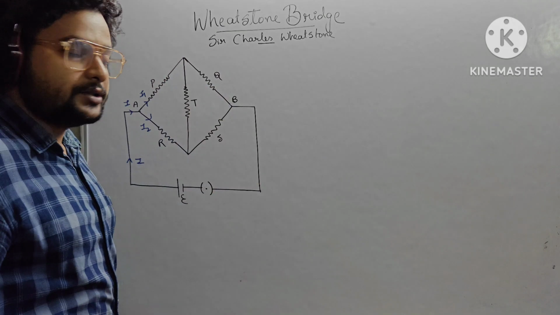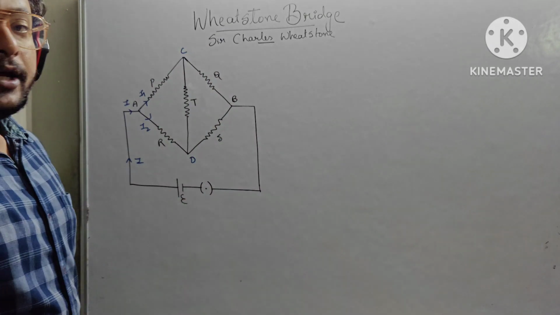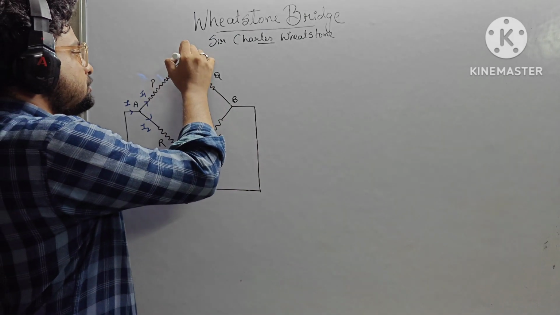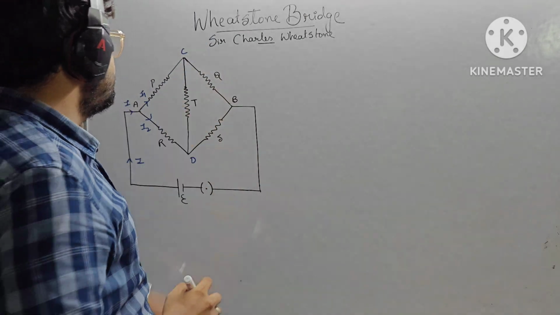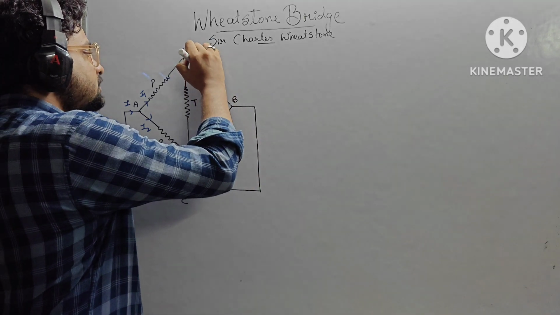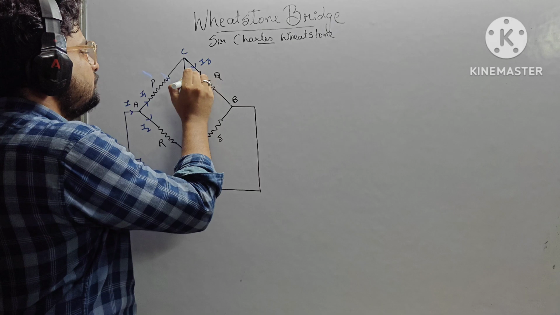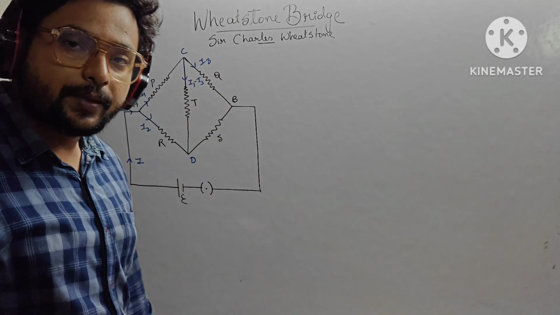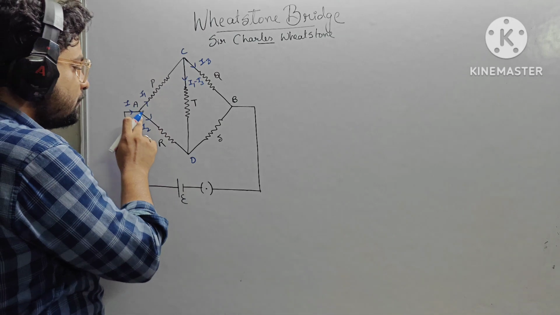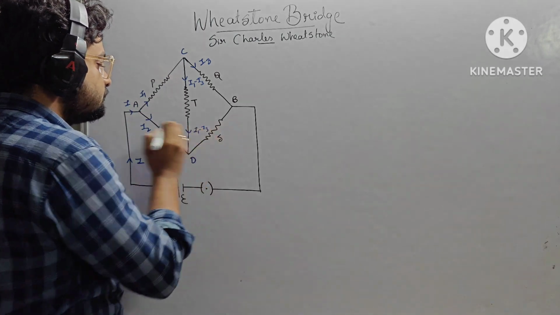It flows up to this point. Suppose these 2 points are C and D. After I1 flows up to this point, again you see there are 2 more branches. Suppose through this branch I3 flows. Then through this branch, I1 minus I3 will flow. I2 is flowing from here. Over here there is I1 minus I3.